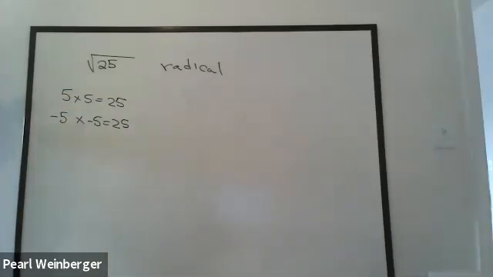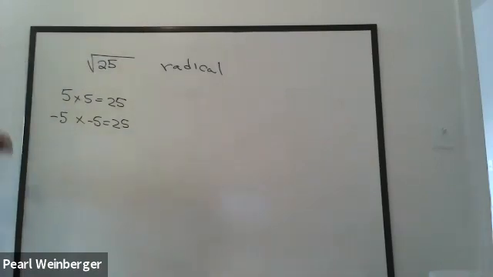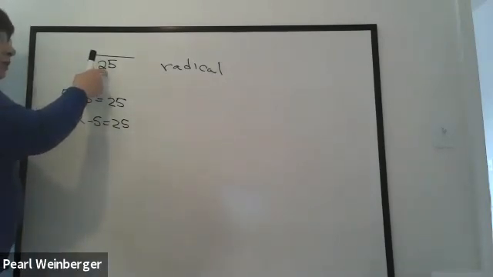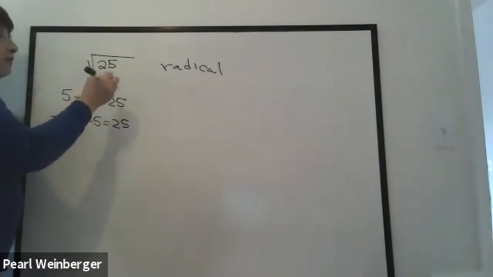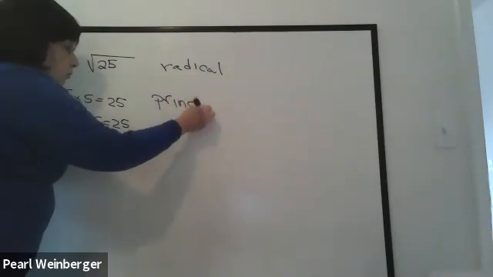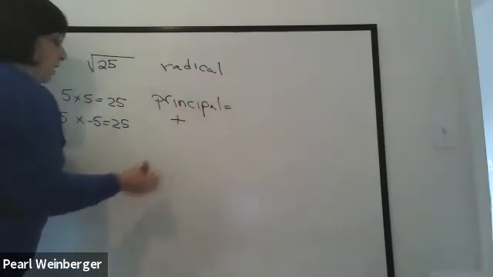Now, if I use a symbol, if I want something like this symbol, radical 25, I don't want it to mean two different things. It can only mean one thing. So we always take this symbol, the radical sign, to mean the positive, what we call the principal square root. So it's always the positive one.